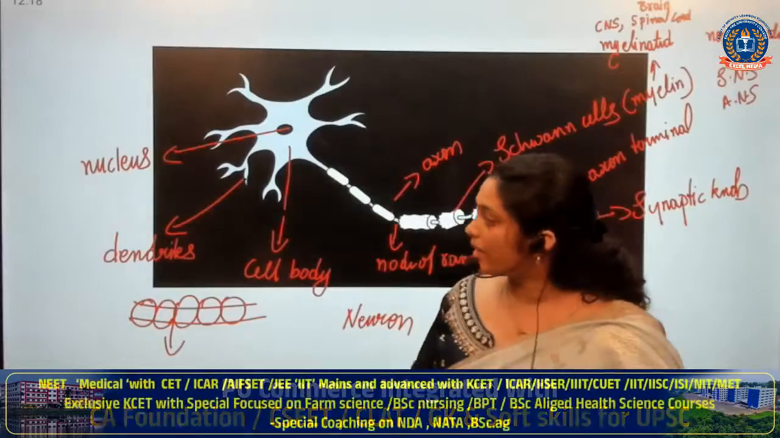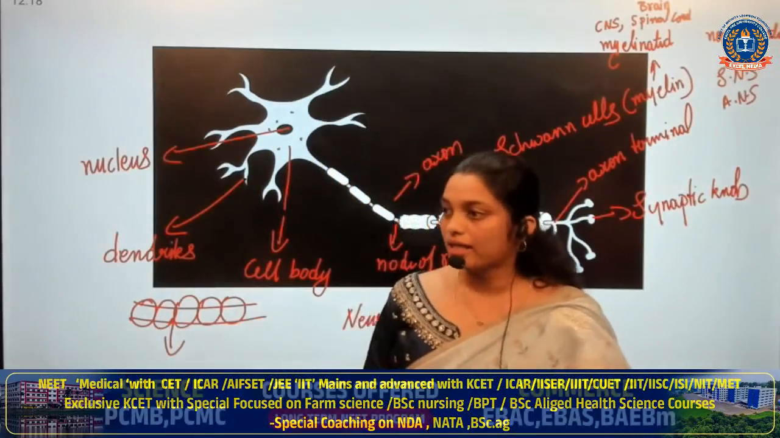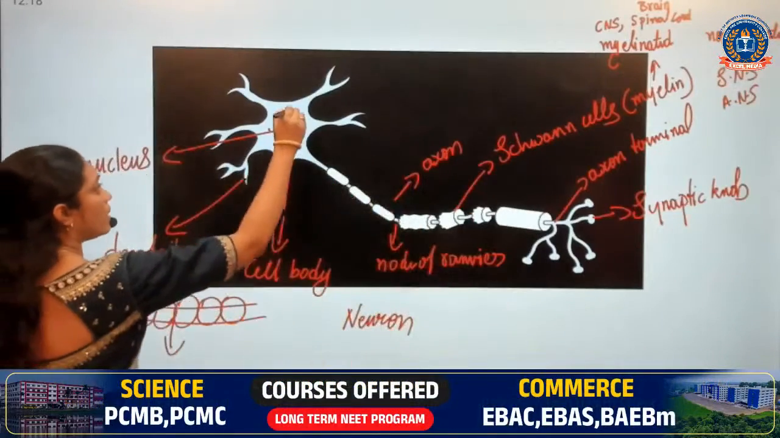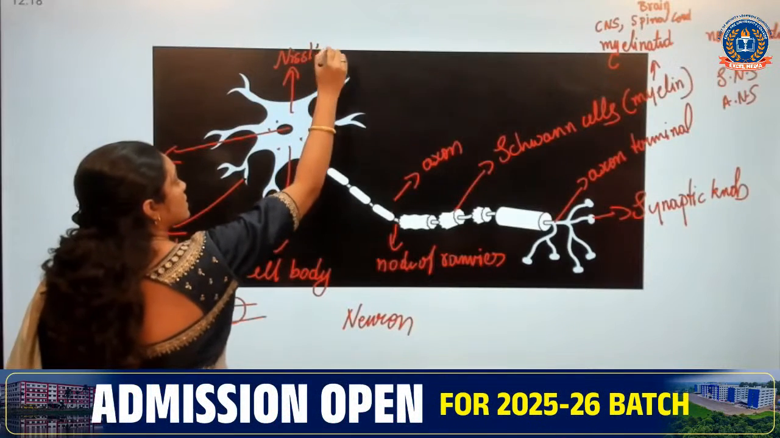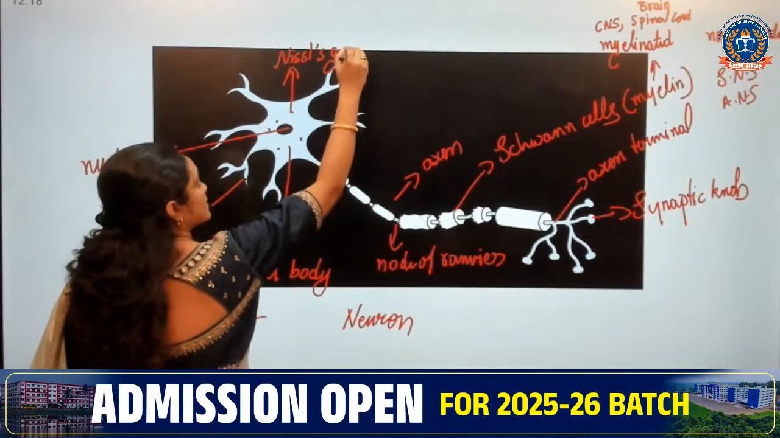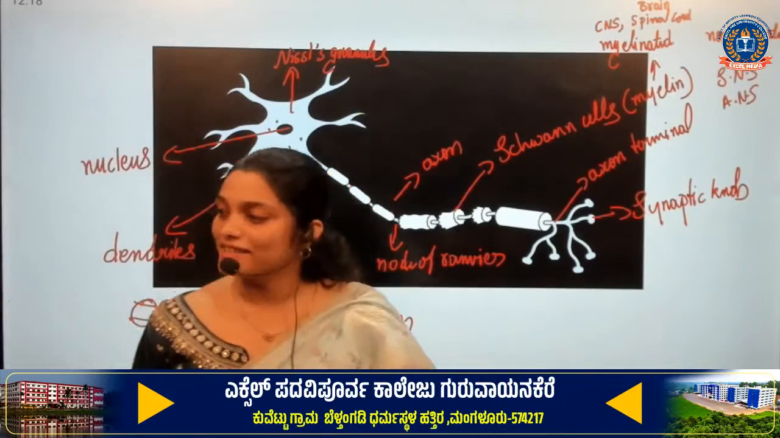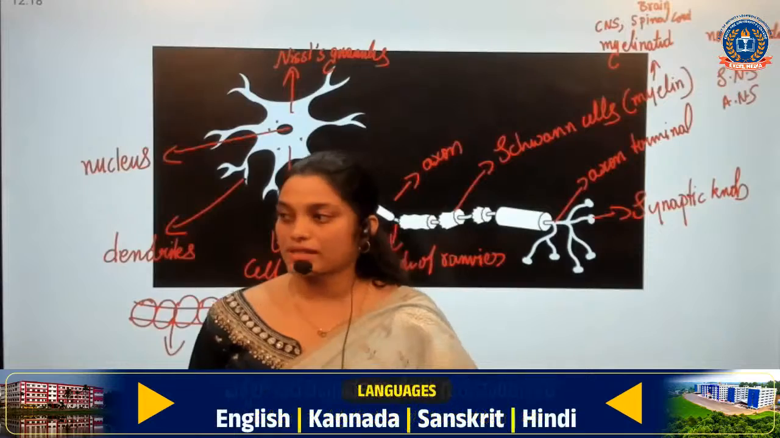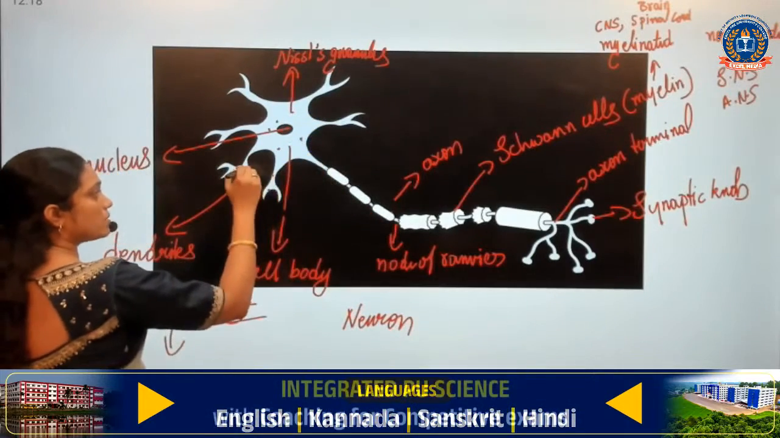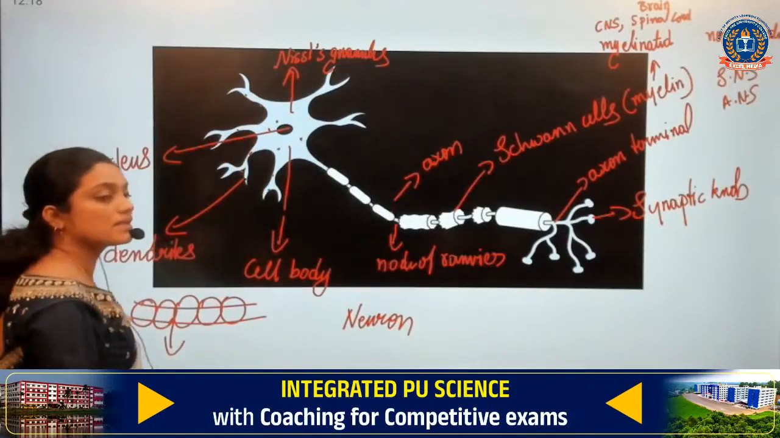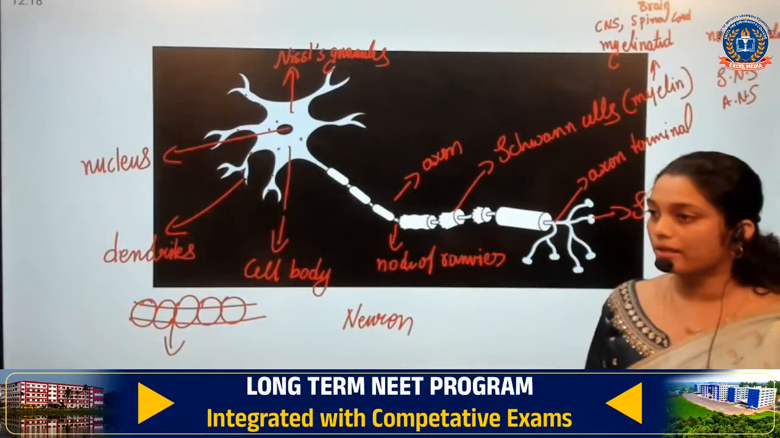And then we studied the small granules that were found on this cell body. These small granules are called Nissl's granules. These Nissl's granules are also found in the dendrites region, but not on the axon.